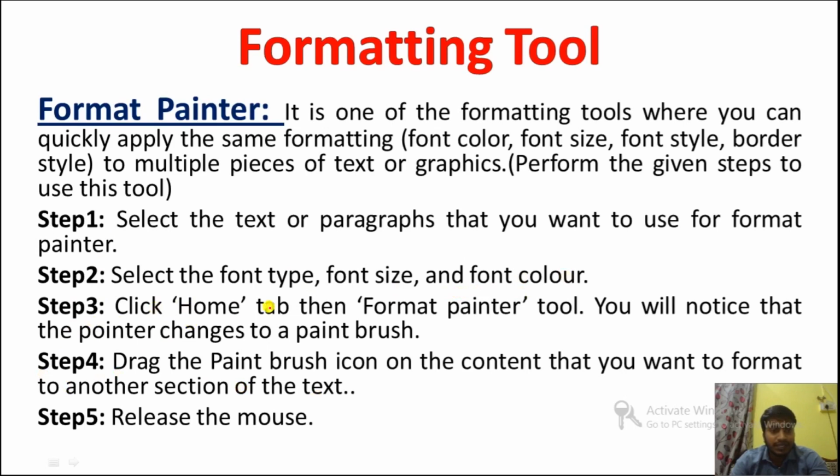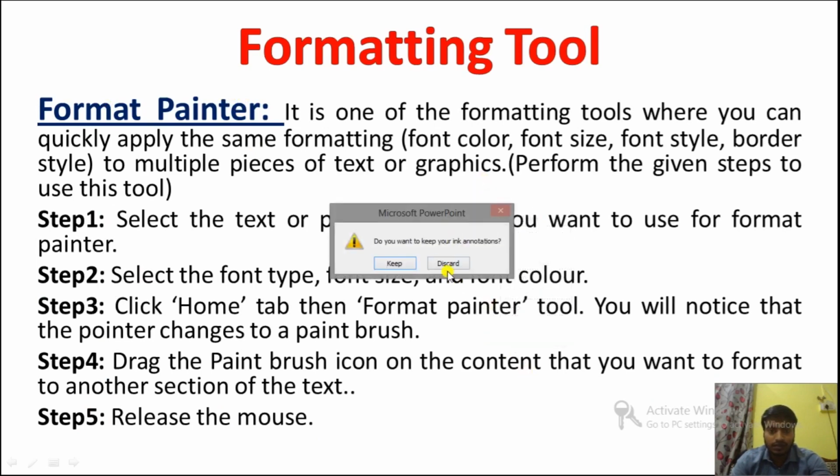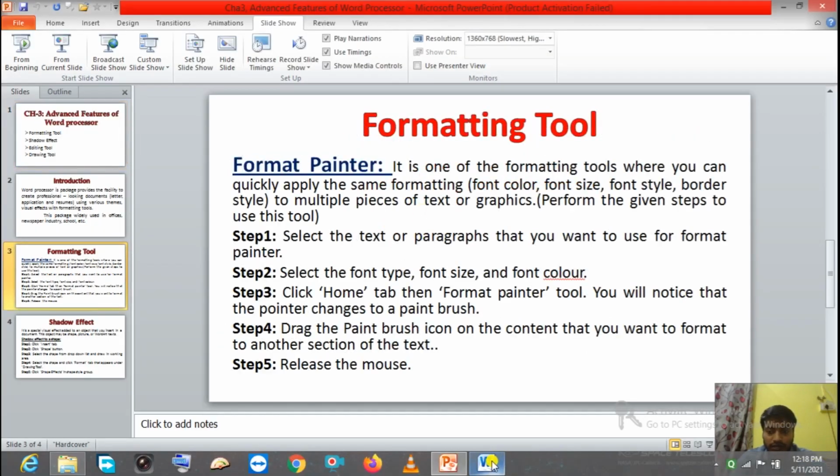Step number 3, click the Home tab, then the format painter tool. You will notice that the pointer changes to a paintbrush. Step number 4, drag the paintbrush icon over the content that you want to format in another section of the text. Step number 5, release the mouse. So here we have 5 steps which we have to follow for using this format painter. Now let me show you the practical, then only you can understand clearly.